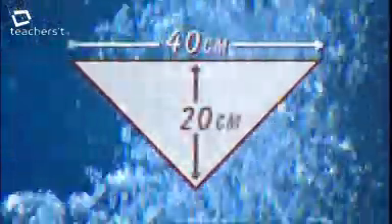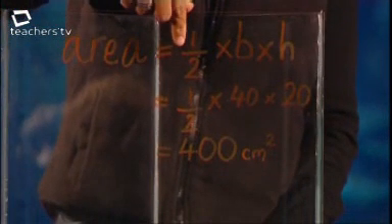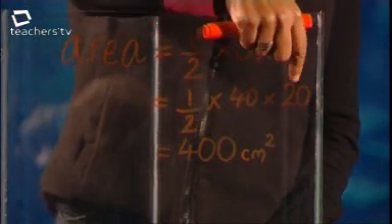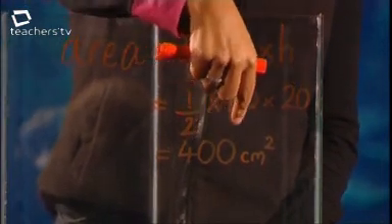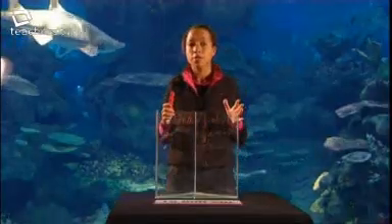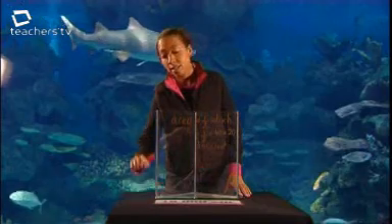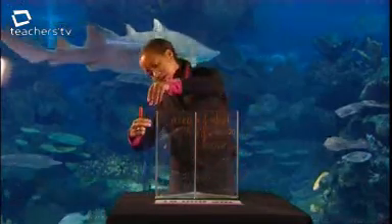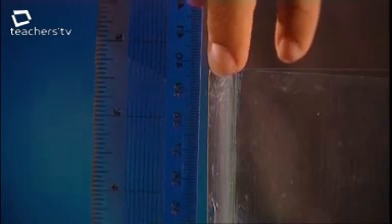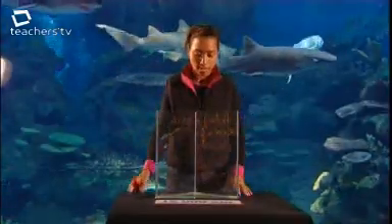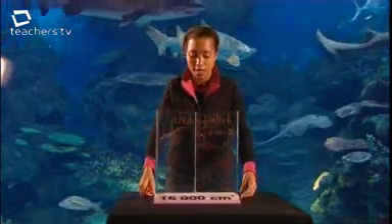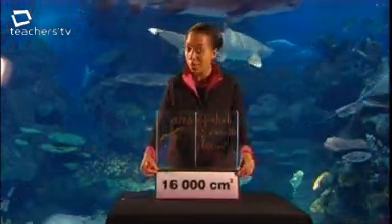These are the dimensions of my triangular cross-section. Now I can calculate the area. Half the base multiplied by the height is a half multiplied by 40 multiplied by 20, which is 400 square centimetres. So the area of the cross-section is 400 square centimetres. To find the volume of the tank, I need to multiply that figure by the length, or in this case, the height of the tank. The height is 40 centimetres, so 400 multiplied by 40 is 16,000 cubic centimetres.